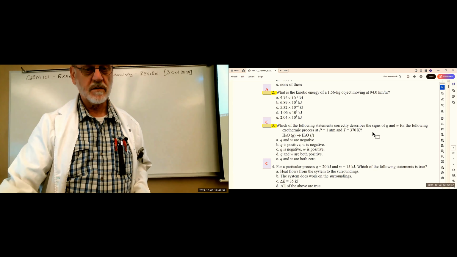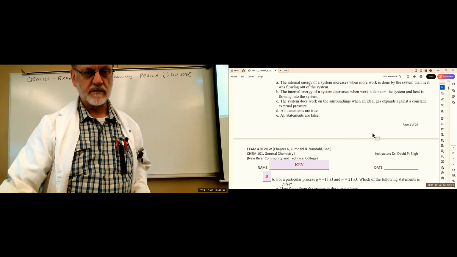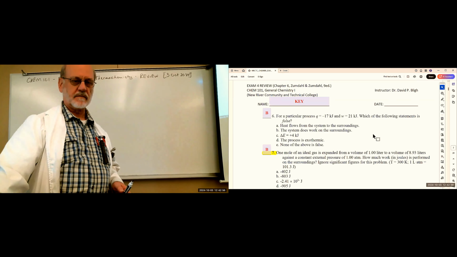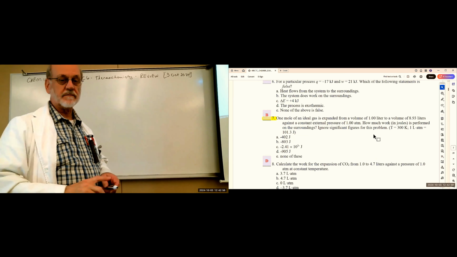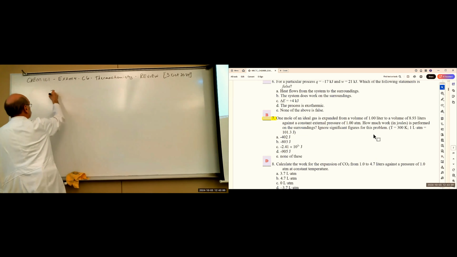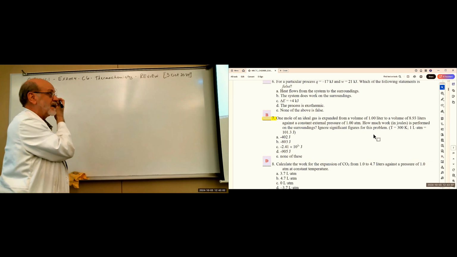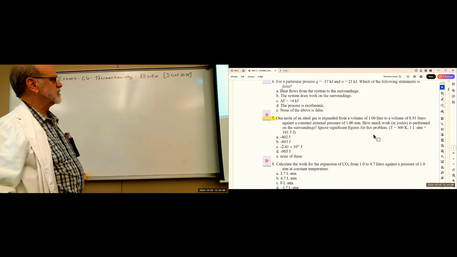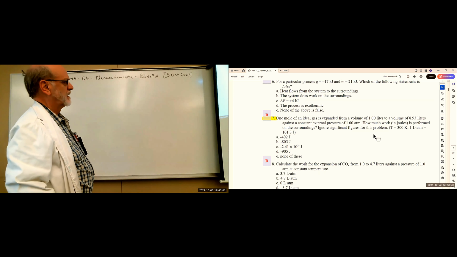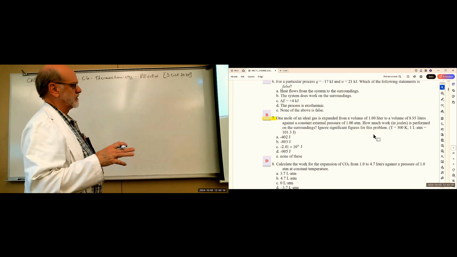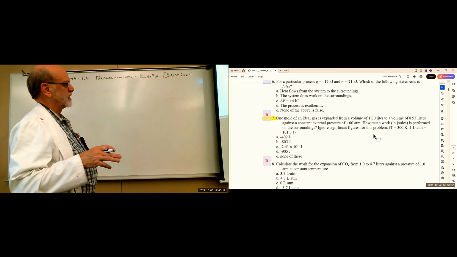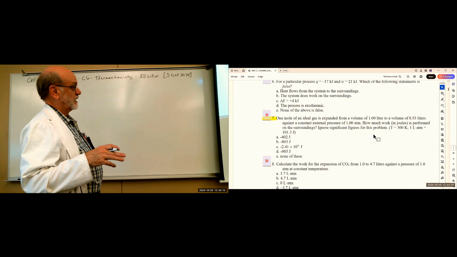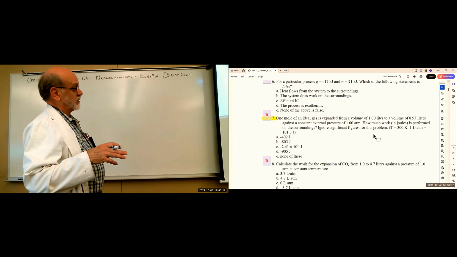Right. So who's next? That number 7. 1 mole of an ideal gas is expanded from a volume of 1 liter to a volume of 8.93 liters against a constant external pressure of 1 atmosphere. How much work is performed on the surroundings? Ignore significant figures for this problem.